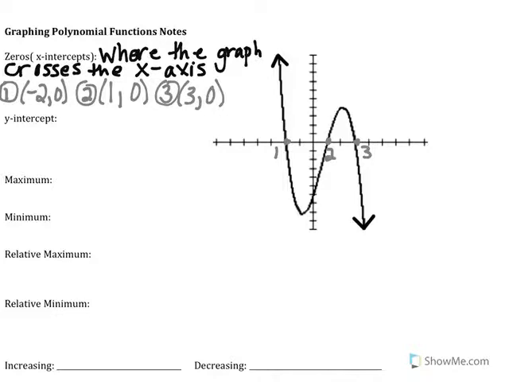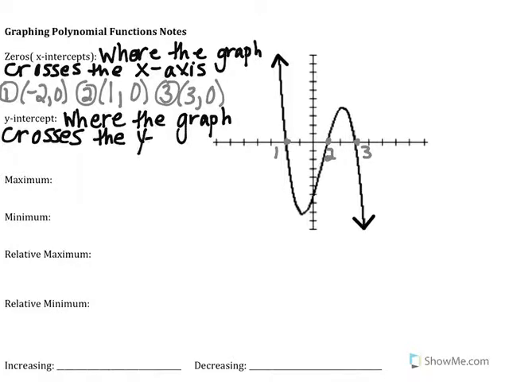Then we have your y-intercept point. The y-intercept is just going to be where the graph crosses the y-axis. These are things you know already. And that point is going to be, I'll do that one in yellow. I'm going to call that number 4. And that's the point 0, -6.